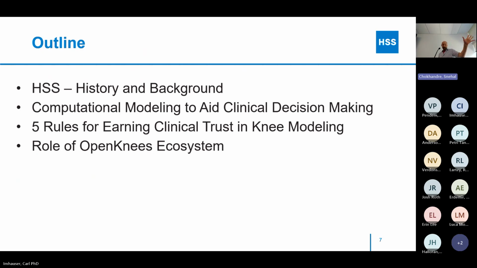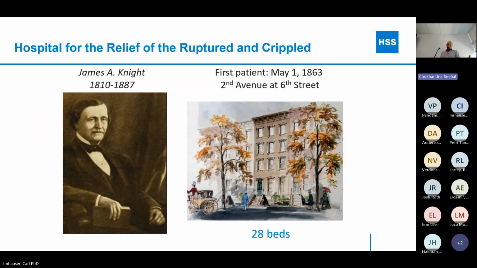I already talked about that. And the second, we talked about 11 rules for credibility in modeling and simulation. So I think it's actually six rules for earning clinical trust in knee modeling. I think they parallel the credibility rules nicely and complement them. And then I want to talk about the role of open knees and ecosystems, and then hopefully generate some nice discussion.